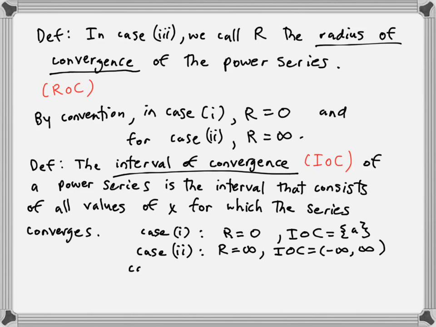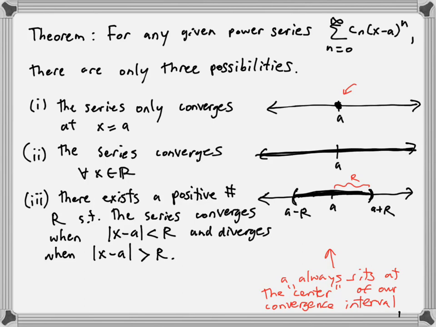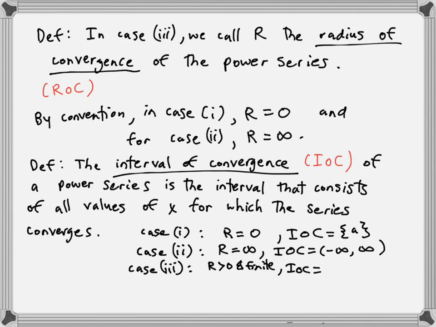Finally, the most important one, case 3. Or I should say the most interesting one, right? This means that R is greater than 0 and finite. In other words, R is just some number. And so what would the IOC be? Well, if we look back here, we know that x has to be between a minus r and a plus r in order to converge. So we're going from a minus r to a plus r. Now, am I going to put parentheses around this or not?